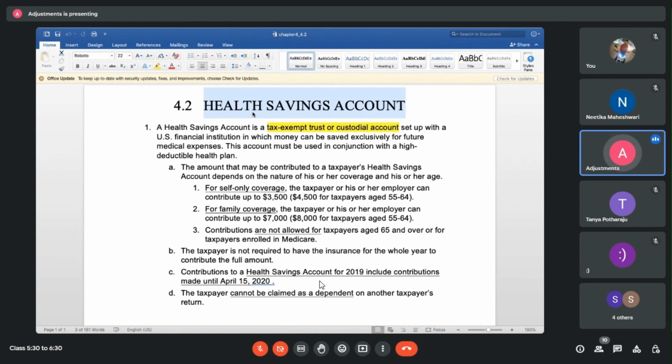So again, the form that I was talking about is 1099-SA. You can write it down. That's again an important form. The moment you see the form, it will tell you how much money has been distributed, meaning how much money has been withdrawn from that account.